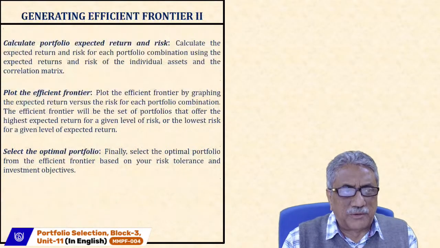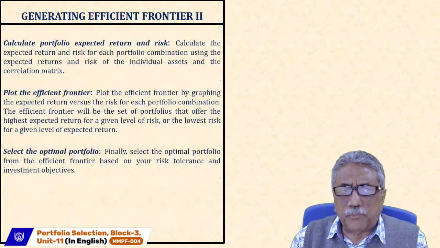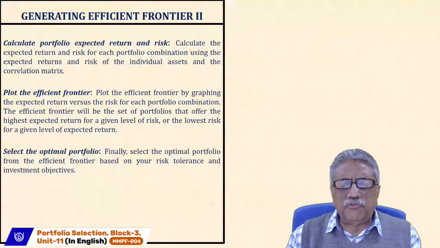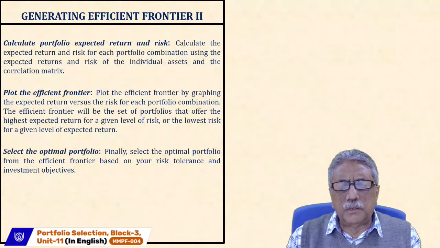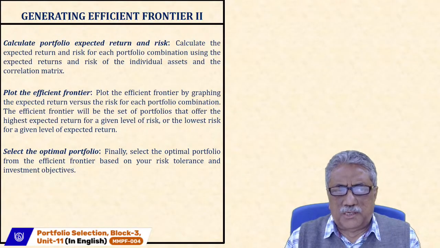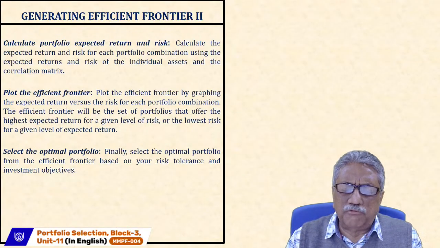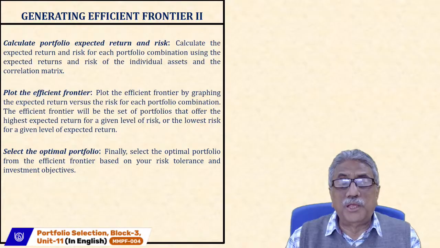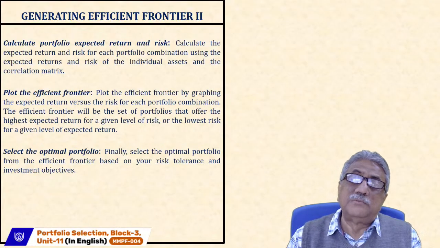Now, generating the efficient frontier. Calculate the portfolio expected return and risk. Yesterday I told you, if you take company A and company B in the same day in the market, both equities may not do the same way. Calculate the expected return and risk for each portfolio combination using the expected return matrix, as I told, and the correlation matrix. So, what is this correlation matrix? Every day, like today, if the market has gone up, your two companies A and B may not be going up or going down in the same way as they did the day before yesterday.